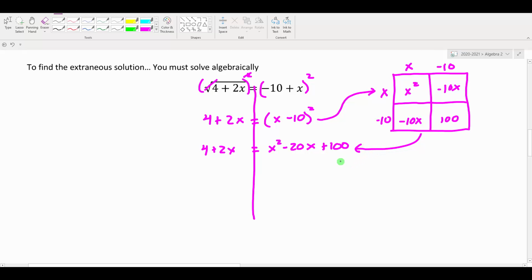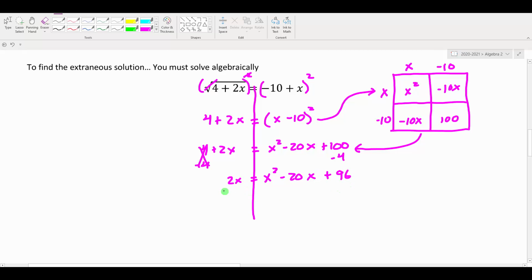Now I see a quadratic appearing in my equation. We like our quadratics to be set equal to 0. So I'm going to take everything on the left-hand side and move it to the right-hand side. I'm going to start with the 4, so I will subtract 4 from both sides. The 4s cancel, so we get 2x equals x squared minus 20x plus 96.